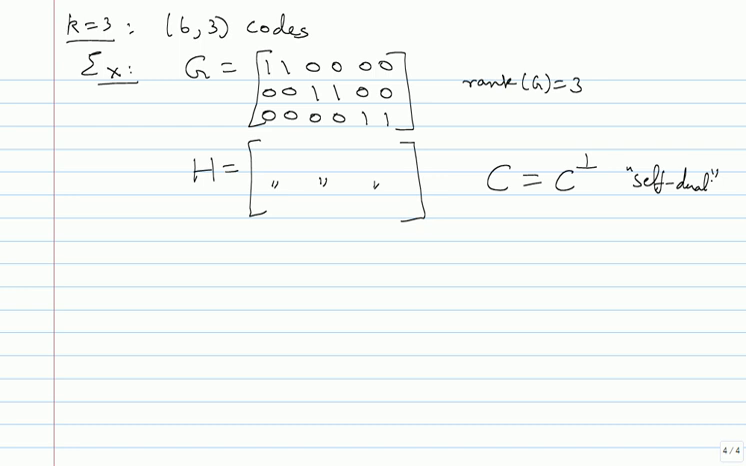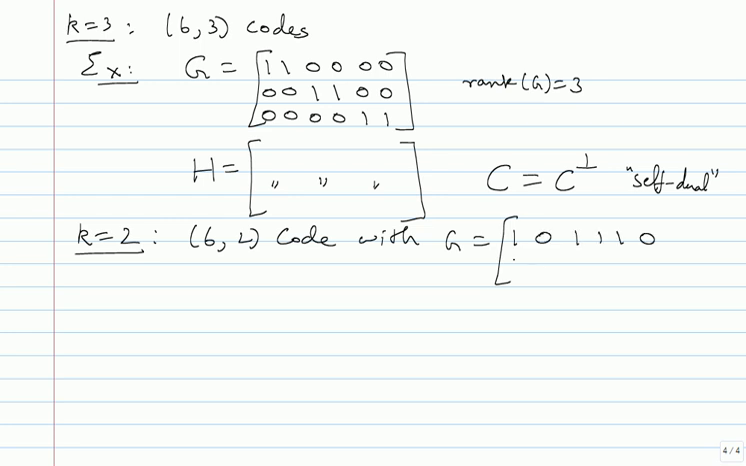I want to point out one further fact, which usually is not emphasized in the beginning of coding classes, but it's becoming more and more significant today now that you have so many advances in coding theory. I'll go back to the k equals 2 case just to highlight this fact. So we'll look at a (6,2) code with G equals, let me pick something in systematic form, 1 1 1 0 0 1 0 1 1 1. Okay, I'll pick it in systematic form itself.